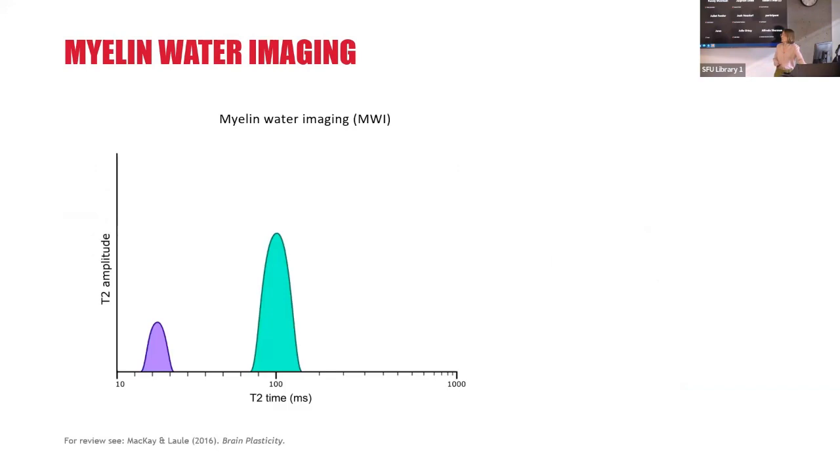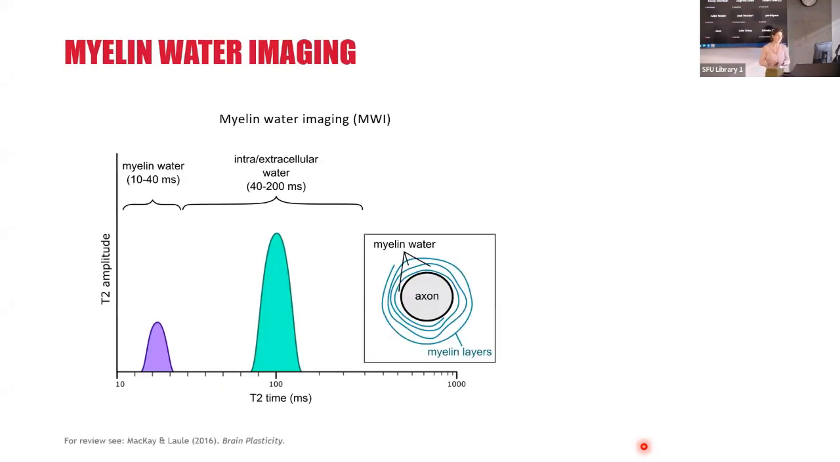And that's where this study came in, where we used myelin water imaging to get a little bit more specific in the interpretation of changes in white matter tissue. If you're not familiar, myelin water imaging is a form of T2 weighted imaging that takes advantage of the fact that the T2 decay of water in the brain is different in different cellular environments. So you can detect two different peaks of T2 decay time. You first see a short peak and then a longer peak. The short peak has been histologically validated to correspond to water that's trapped between the layers of myelin that wrap around an axon, whereas the longer peak is more related to intra and extracellular water.